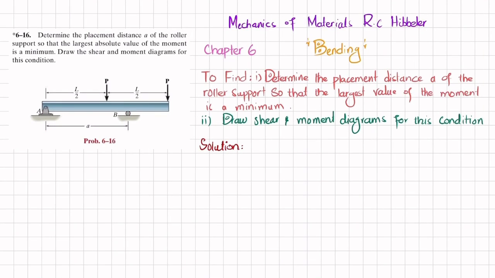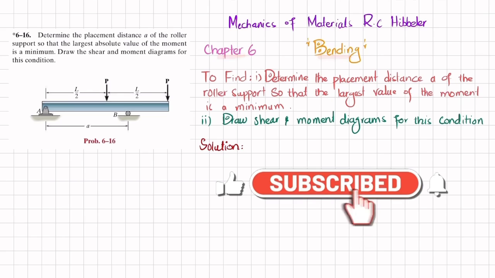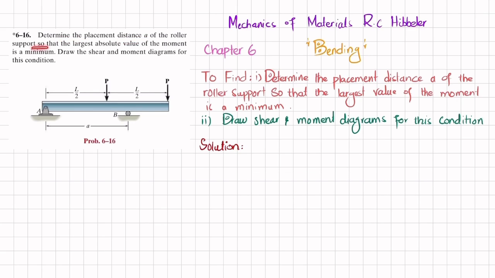Welcome back. Problem 6-16. This problem is taken from chapter number 6, that is bending, and the book name is Mechanics of Materials by R.C. Hibbeler. The statement is: determine the placement distance A of the roller support so that the largest absolute value of moment is minimum. Draw the shear and moment diagram for this condition.